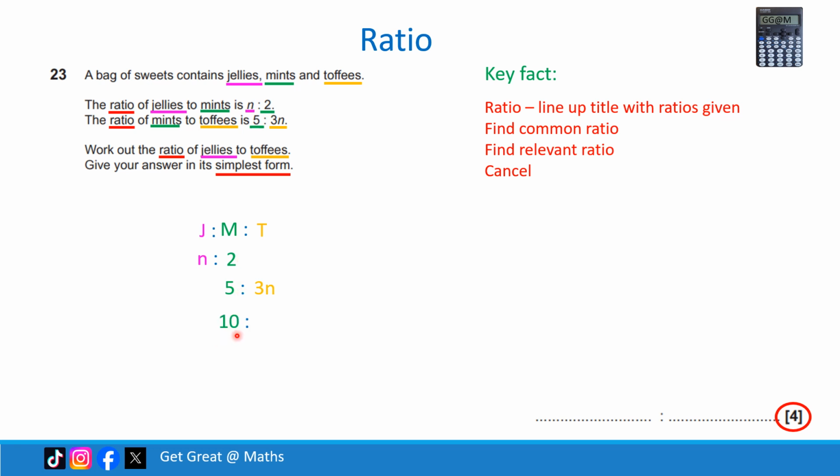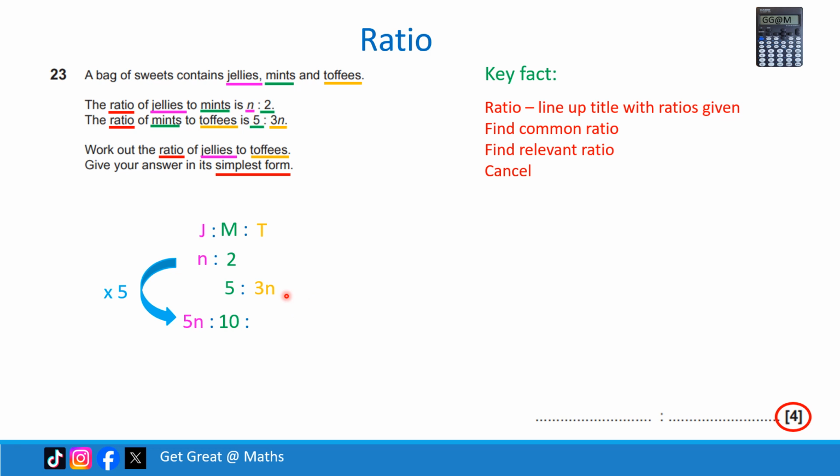which is 10. Now if I'm going from the top here, which is the n, and I'm going down to 10. So in this case here, I was looking at the 2 going to 10. To get from 2 to 10, I had to multiply by 5. So I've got to do exactly the same to the n. So if I multiply n by 5, I get 5n here.